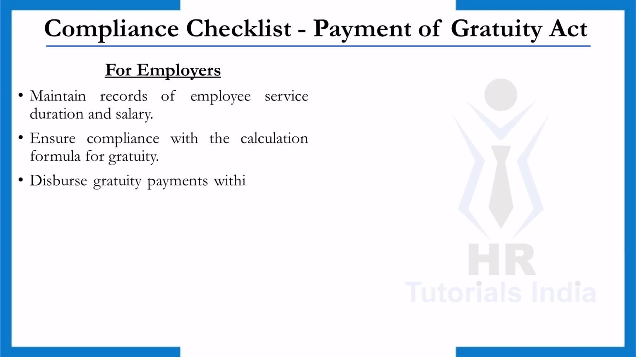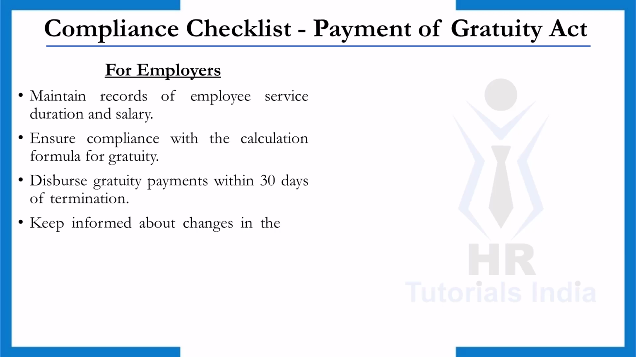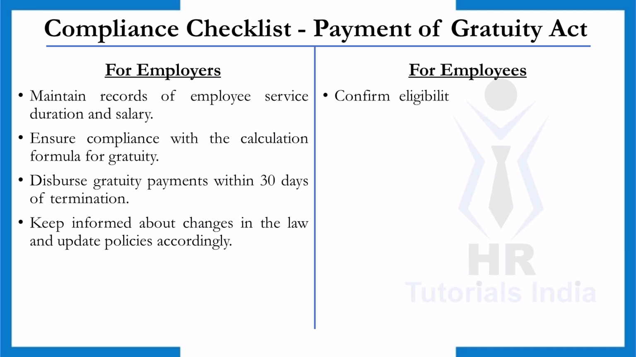Timely disbursement. Employers must disburse gratuity payments to eligible employees within 30 days of termination of the employment to comply with the legal time frame. Stay informed on legal changes. Employers should regularly update themselves on any changes to the Payment of Gratuity Act and adjust their policies and practices accordingly to ensure ongoing compliance. For employees, confirm eligibility. Employees should verify their eligibility for gratuity based on the length of their service, ensuring they meet the minimum requirement of 5 years of continuous service with the employer.